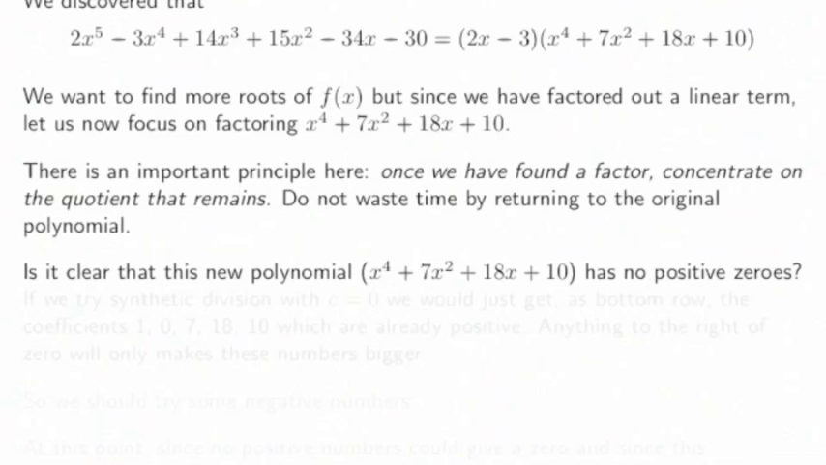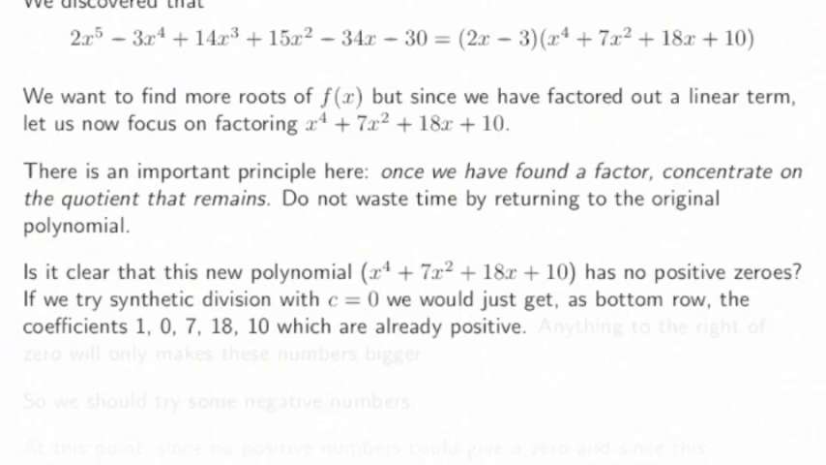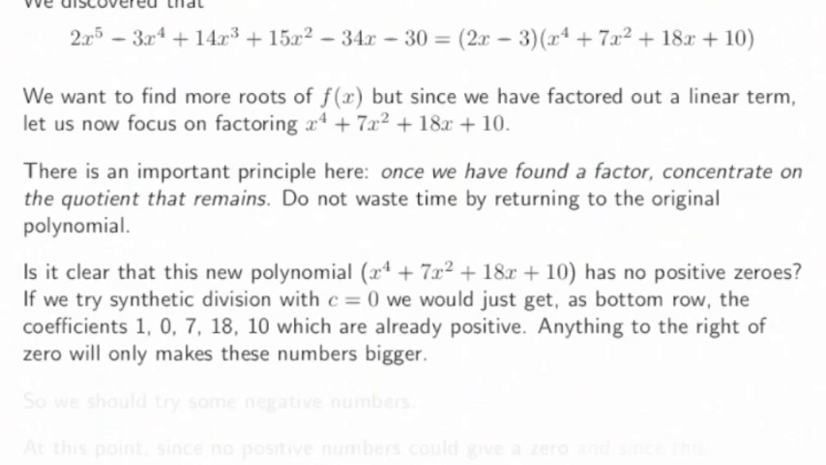Is it clear that it doesn't have any positive zeros? Think about synthetic division with c equals 0. We would get, at the bottom row, coefficients 1, 0, 7, 18, 10, which are already positive, or at least they're not negative. Anything to the right of c equals 0 would only make these numbers bigger. So we now know to try only negative numbers here.